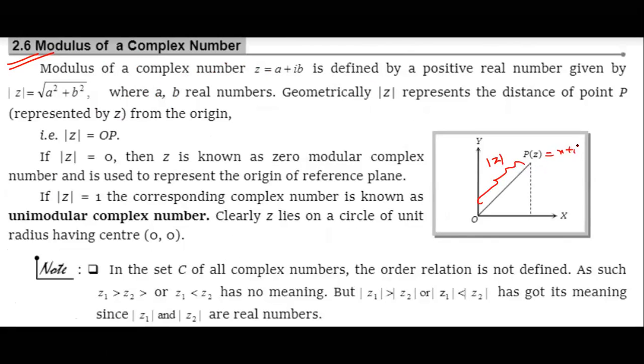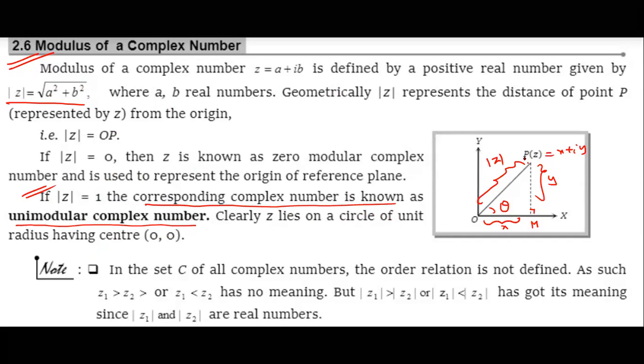So this is x plus iy. This is y. Drop the perpendicular. This is x. This will make some angle theta. The length of the line segment OP is called the modulus of z and is denoted by mod z, equal to root over a square plus b square. Now see, dear students, if mod z is equal to 1, then the corresponding complex number is known as a unimodular complex number. That means clearly z lies on a circle of unit radius having center 0, 0.